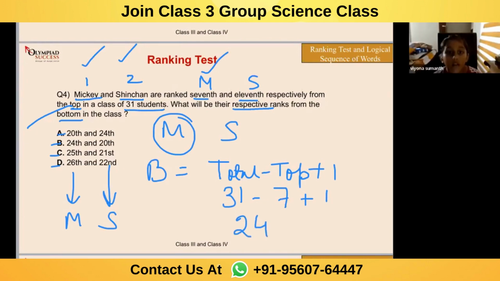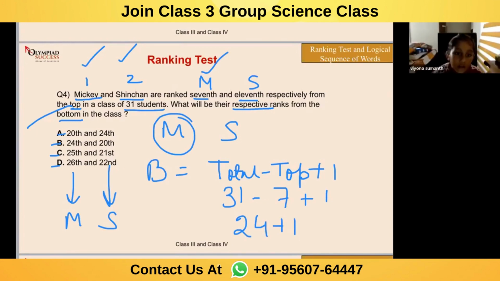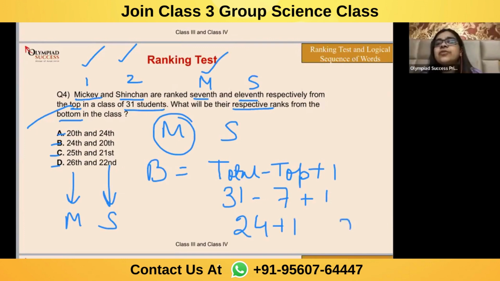24 plus 1 is 25. Answer is C. C, correct. So the moment you see 25, you are not going to do double calculations by finding out Shin-chan.